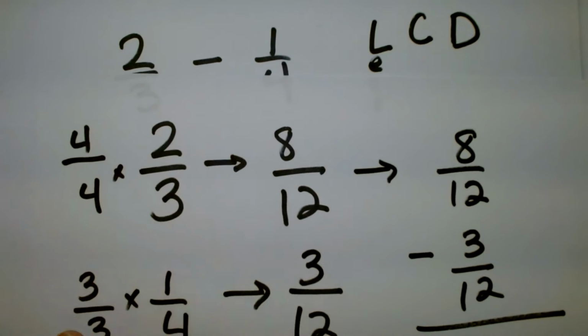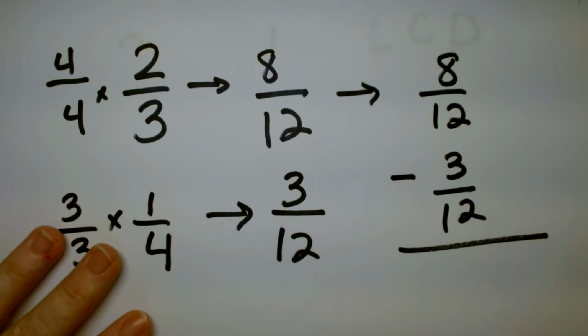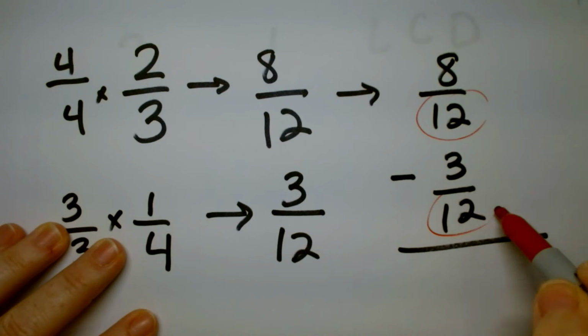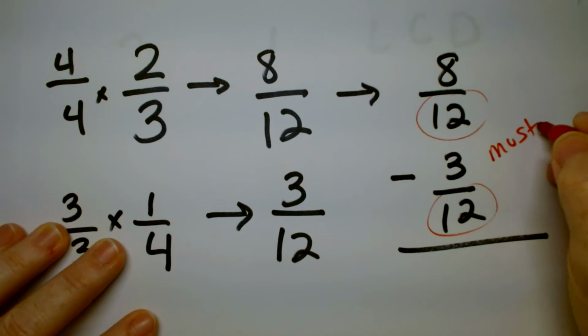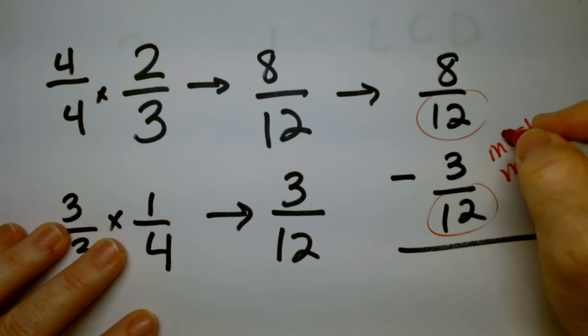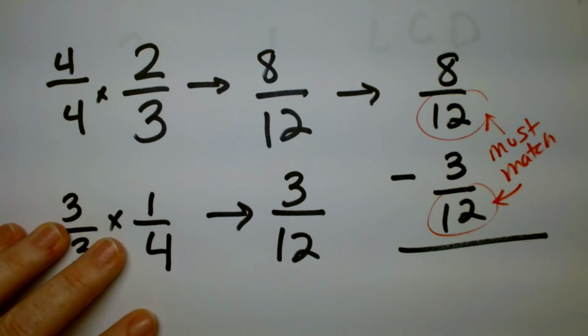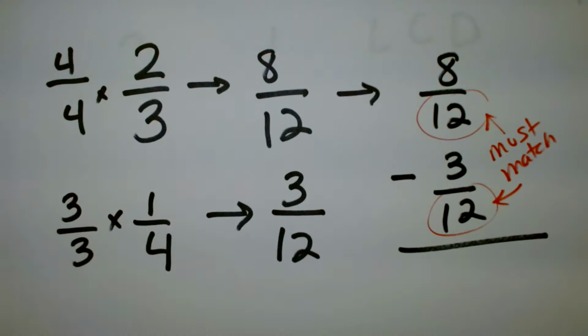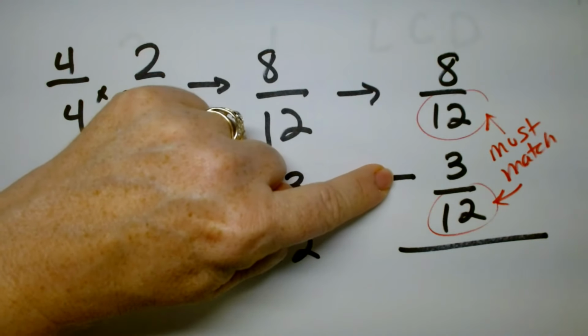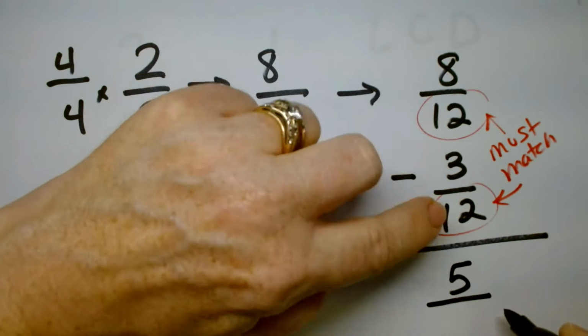Oops. Let's get that up there. Okay, do you see how the bottoms match? All right, so these must match, and if they don't, you have to scale one or both of them up. We scaled both. And then you just do whatever you need to do at the top. This is an 8 minus a 3. 8 minus 3 is 5, and you carry the divisions.